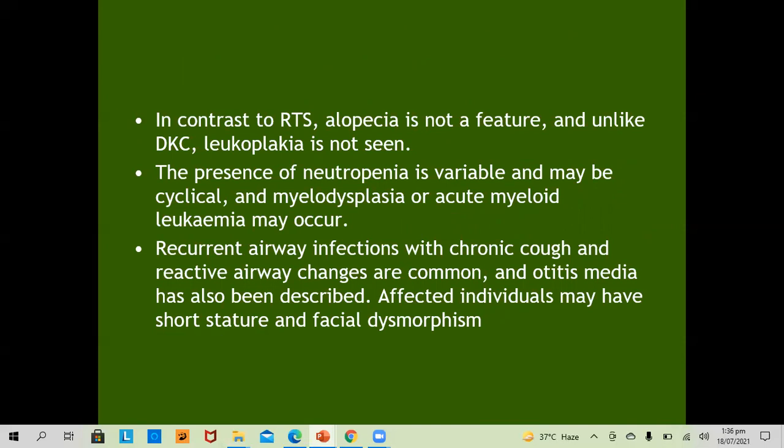The presence of neutropenia is variable and may be cyclic, and myeloid dysplasia and acute myeloid leukemia may occur. Recurrent airway infections with chronic cough and reactive airway changes are common. Otitis media is described. Affected individuals have short stature and facial dysmorphism.